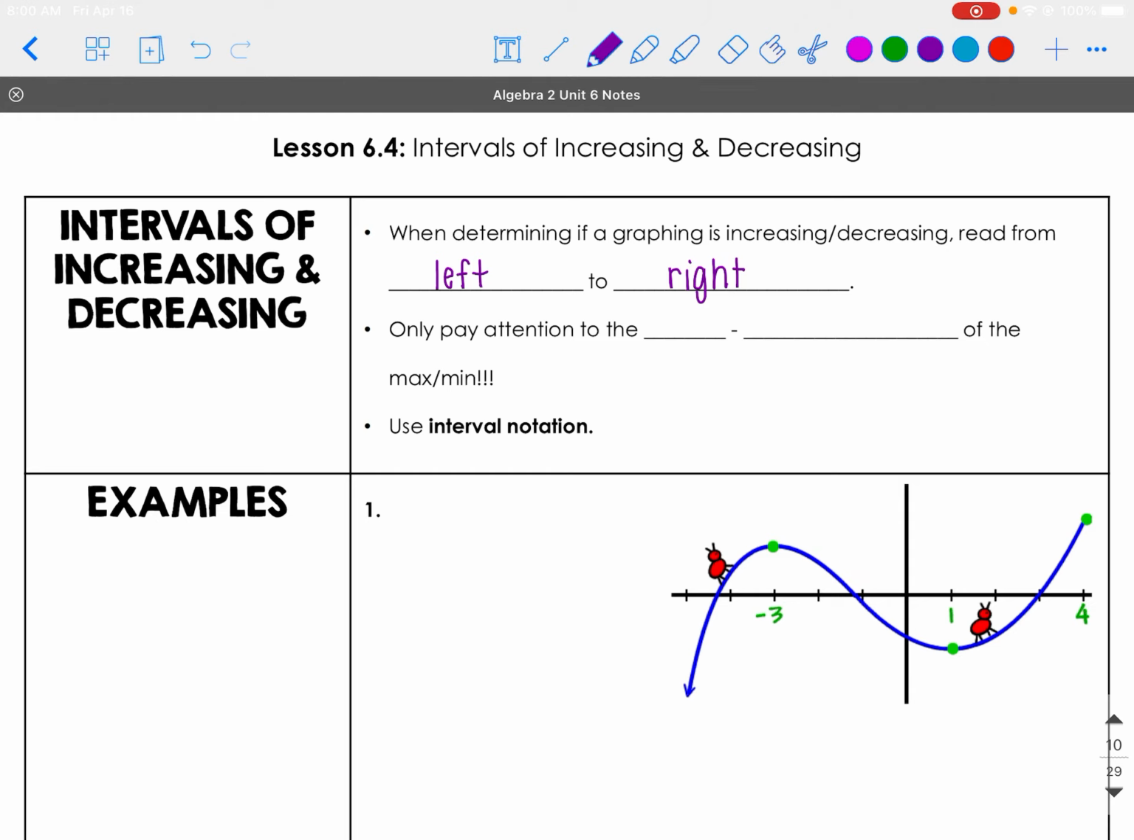And those spots where it stops increasing or starts decreasing, those are the max and min values. So remember in the last lesson how we used the calculator to find those maximums and minimums. Now, when we are writing where it increases and where it decreases, we only write the x values. You don't write the whole point. So x values only.